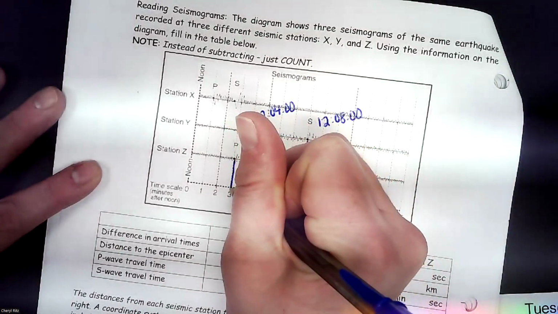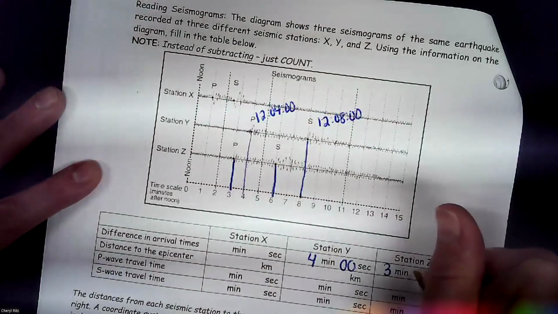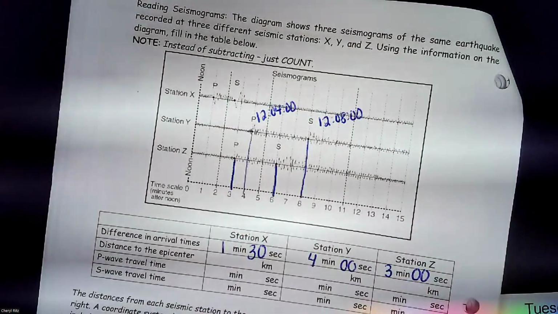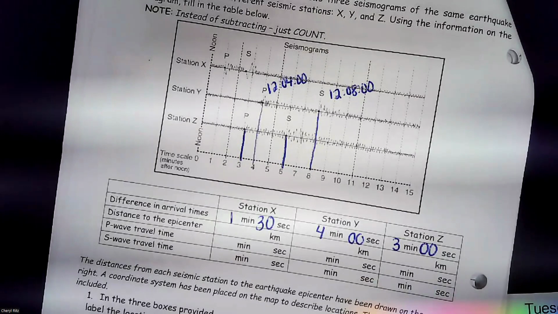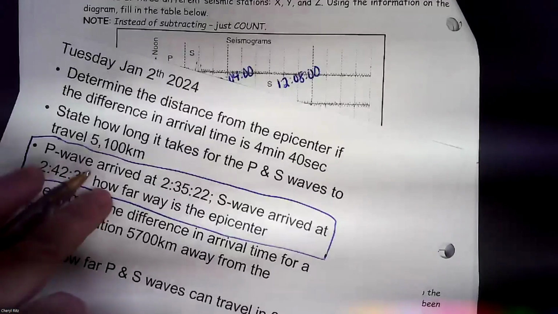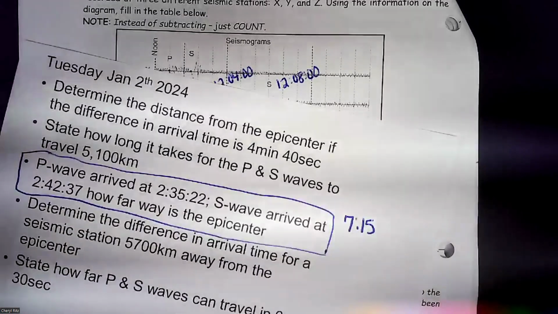So the P arrived at 12:03. The S arrives at 12:06. So that's a difference of 3 minutes. And I believe we did this one together yesterday. That should have been a difference of 1 minute and 30 seconds. And now you just continue on just like we've been doing again on these half sheets. Like yesterday when we had a difference of 7 minutes and 15 seconds, you then took that information to your reference table and did the same thing we've been doing for weeks now.